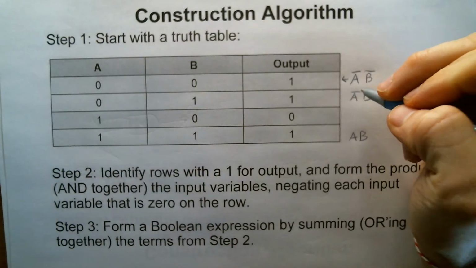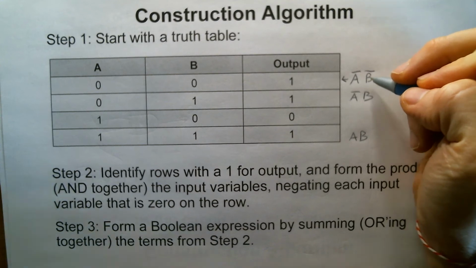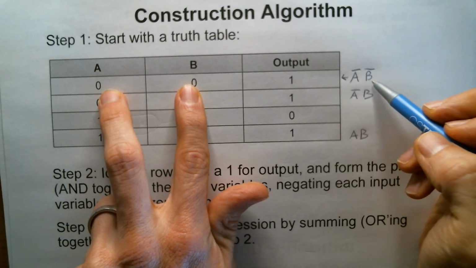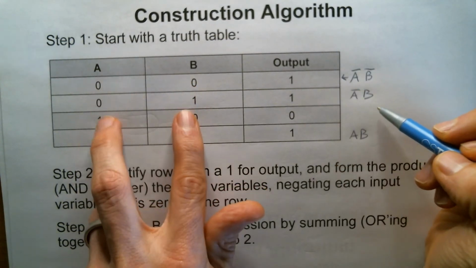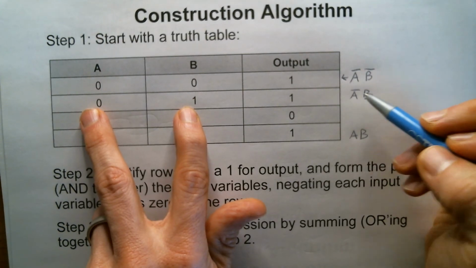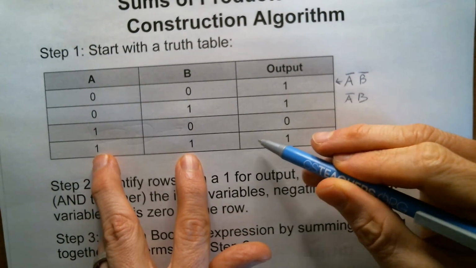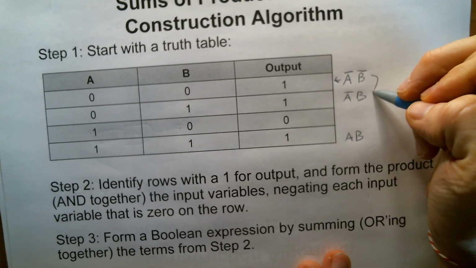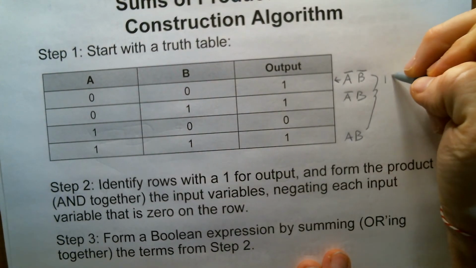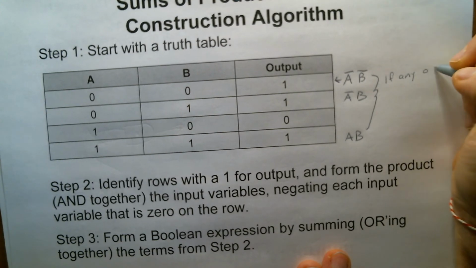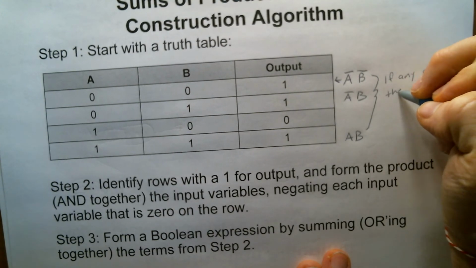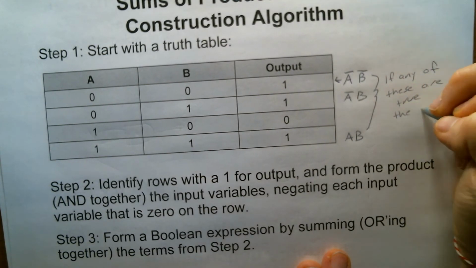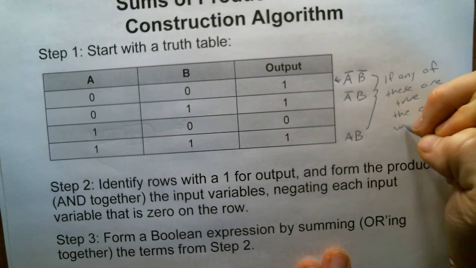Now, I know that this one will produce the output that I'm looking for. If I feed a 0 and a 0 into this expression, it'll give me 1. If I feed a 0 and a 1 into this expression, it'll give me a 1. If I feed a 1 and 1 into this expression, it'll give me a 1. So what I now know is that if any of these are true, the output will be true.